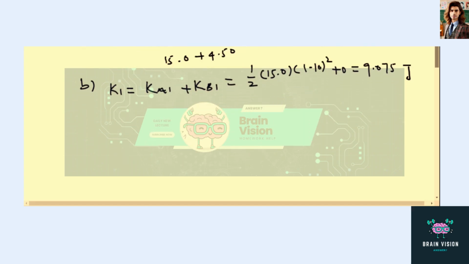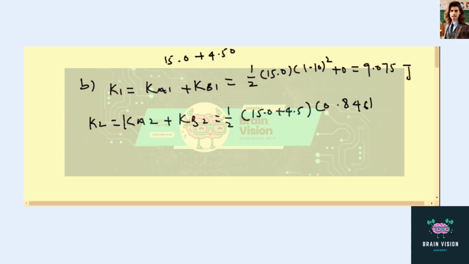The kinetic energy after the collision is K2, and K2 is equal to KA2 plus KB2, that is equal to 1 divided by 2 times 15.0 plus 4.5 times 0.846 whole square, and that is equal to 6.981 joule. And now the change in kinetic energy is equal to K2 minus K1.